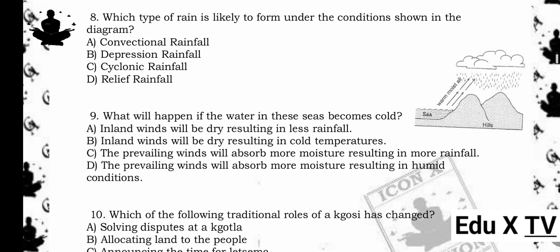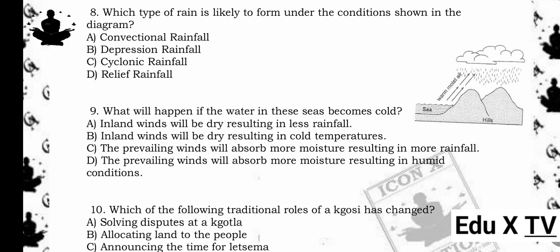Use the diagram below to answer questions 8 and 9. A picture showing moist air rising over the hill, clouds forming, and it is raining. 8. Which type of rain is likely to form under the conditions shown in the diagram? A. Convectional rainfall. B. Depression rainfall. C. Cyclonic rainfall. D. Relief rainfall. The answer is D. Relief rainfall. Reason being, the diagram shows air rising over hills causing clouds and rain, typical of relief rainfall.